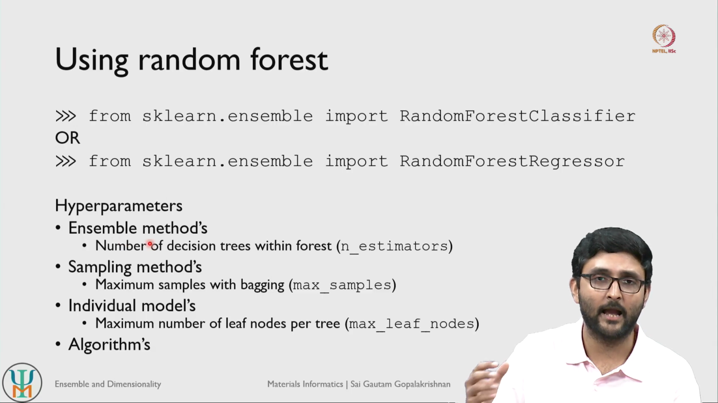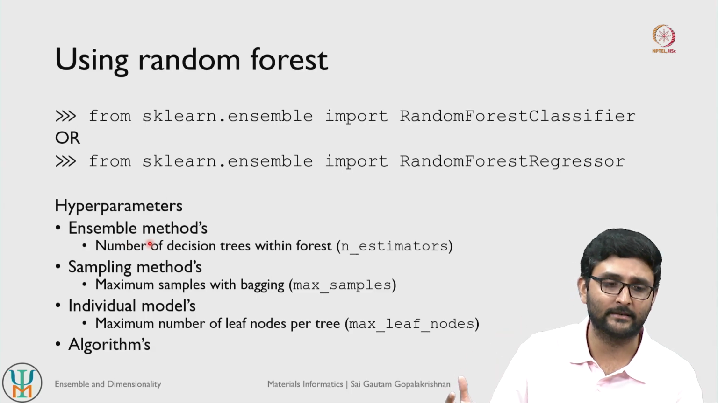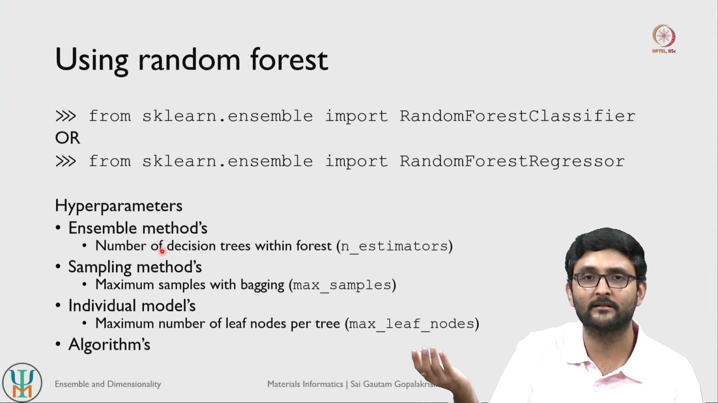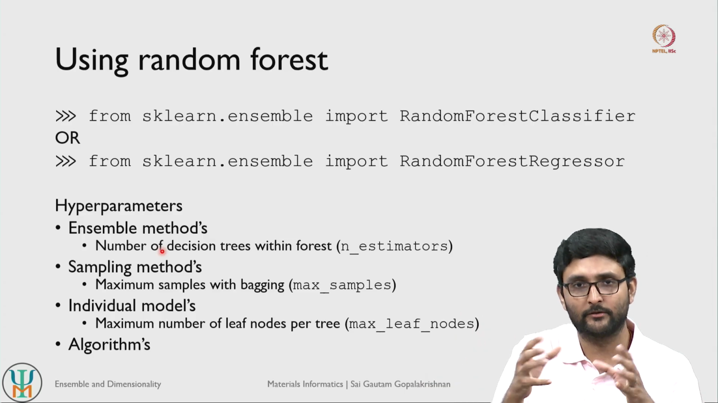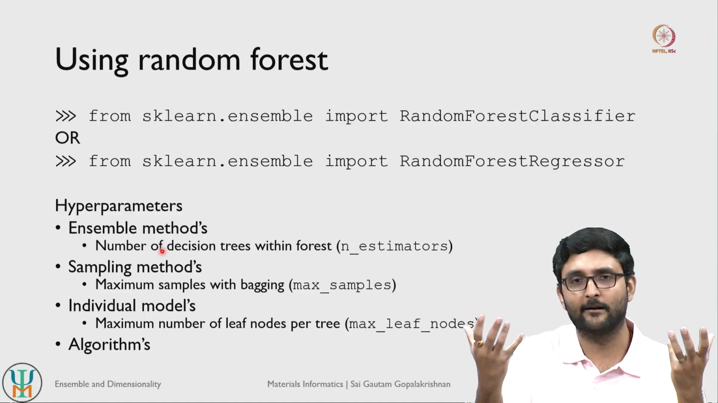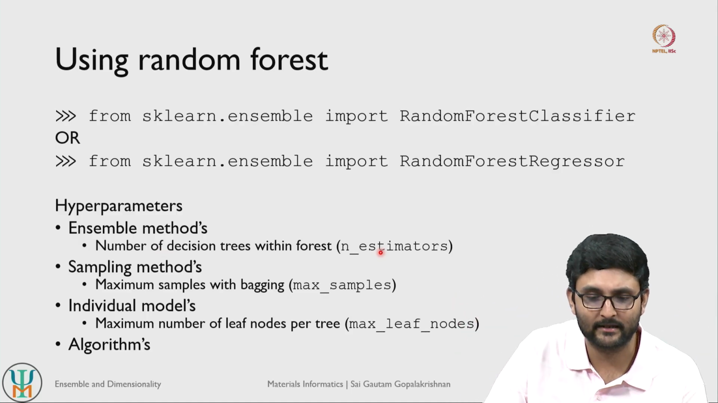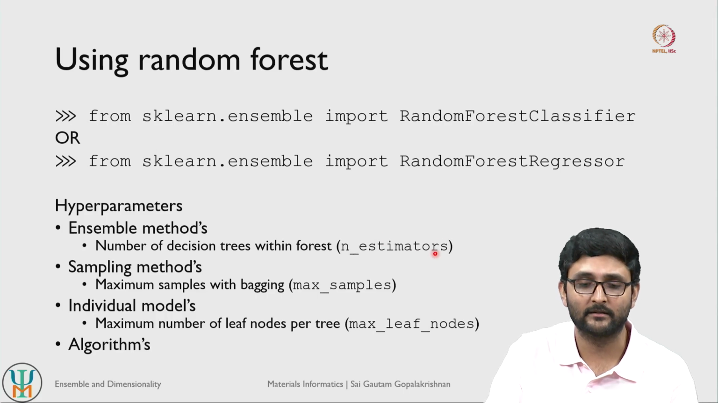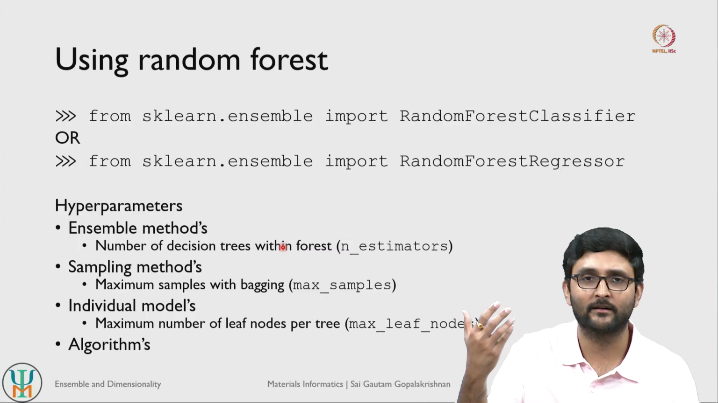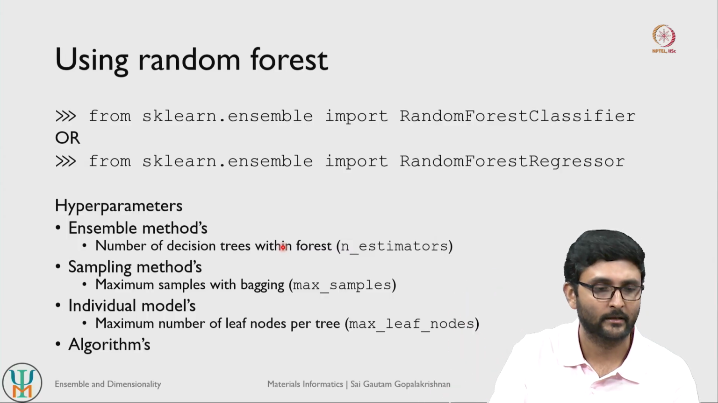One is the hyperparameter associated with the ensemble itself, and in the case of random forests, the simplest one is, how many decision trees do you actually use, right. So how many models do you actually train within your ensemble to get an aggregated prediction, right. And that is your n estimators hyperparameter. This is a very important hyperparameter for any random forest model. So how many decision trees do you consider in your forest, right. So that is in the ensemble model itself.